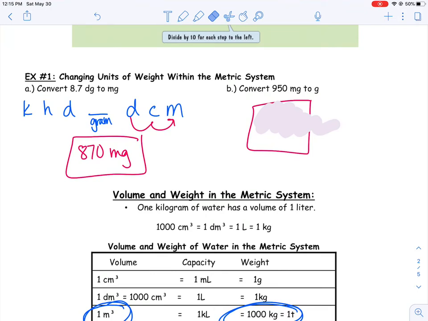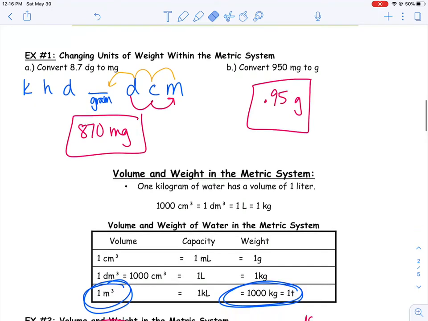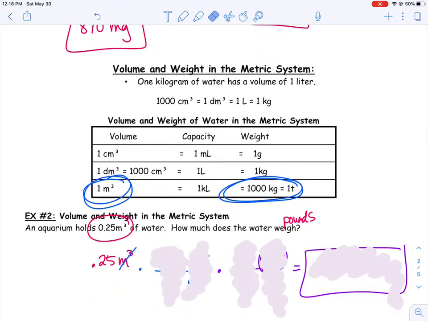Using that King Henry helps a lot. Try part B, see if you can do that one. Can you convert 950 milligrams into grams? Well, in this case, we're going from milligrams to grams, 1, 2, 3, and so we have to divide a couple of times by 10 to get back to grams. And so for every 950 milligrams, there are 0.95 grams, being able to go from metric to metric using that saying, okay?